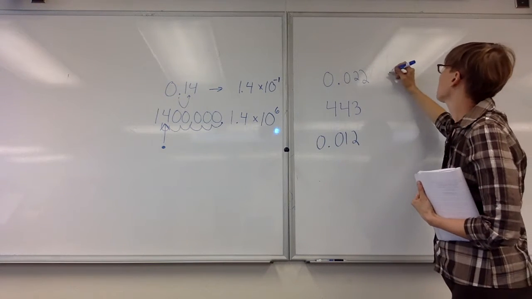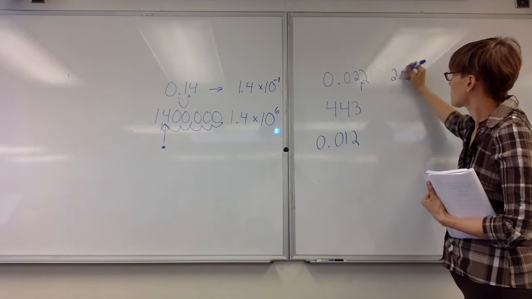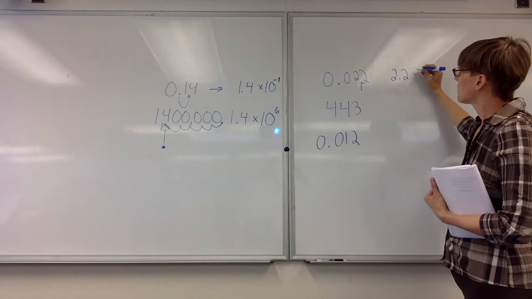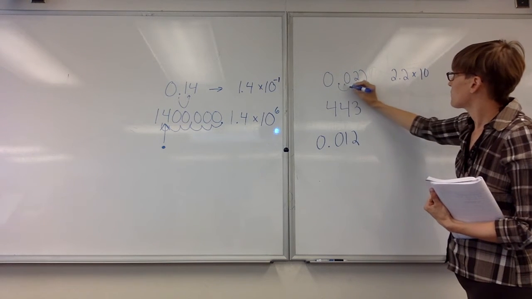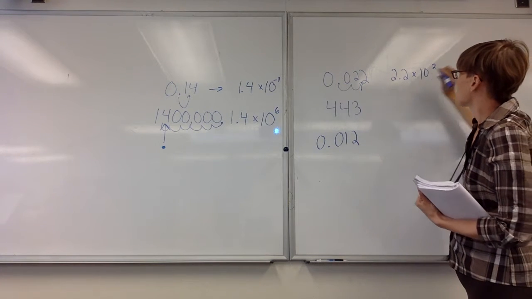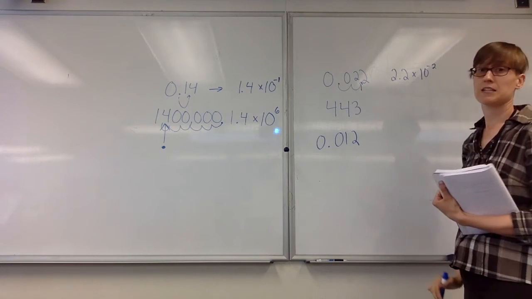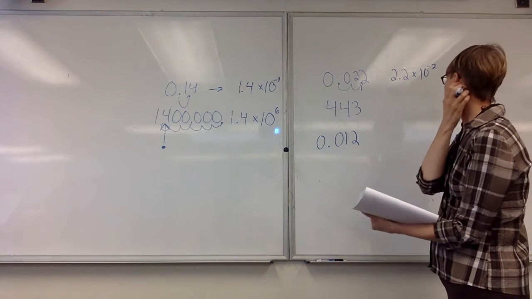So right here, my new decimal point would go between the 2 2's, so 2.2. And it would be times 10. And I moved 2 places to get there. Notice that this number is less than 1 to begin with, which means I have a negative exponent. So 2.2 times 10 to the negative 2nd.